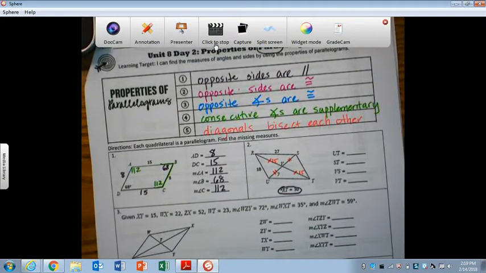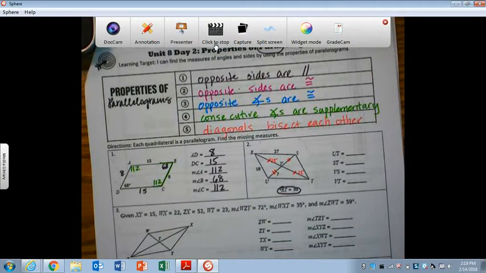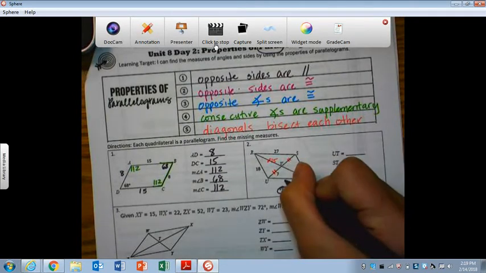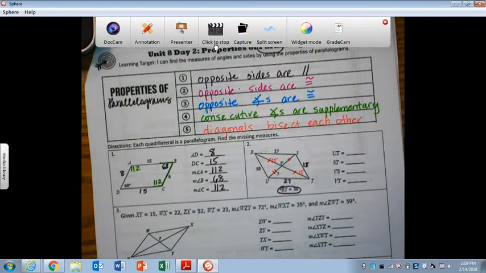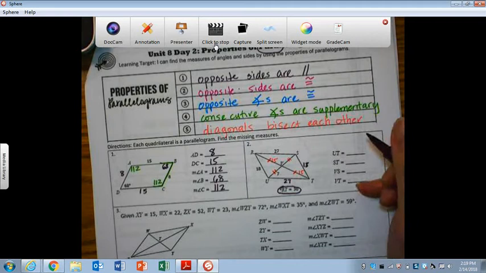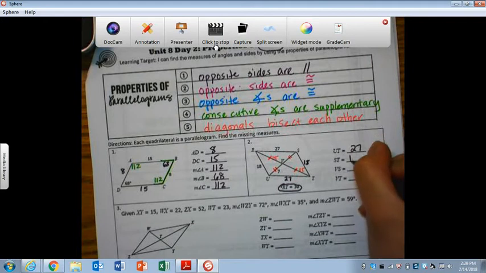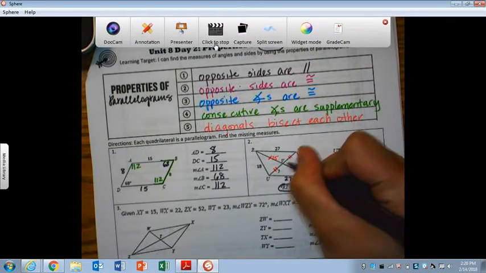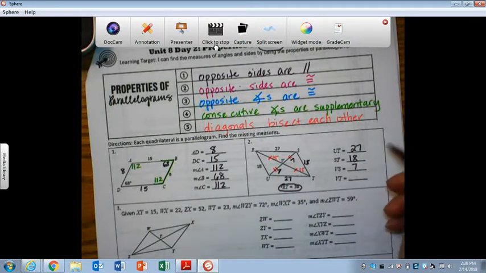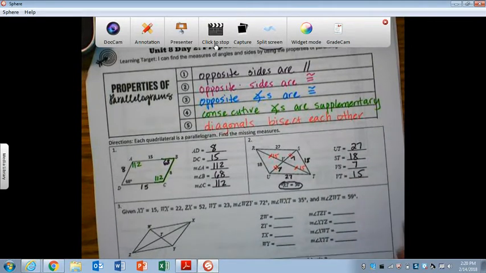I'm going to zoom in a little bit. And then what else do we have? This is obviously going to be 27, this is 18. Alright, so we've got UT is 27, that was easy, ST is 18, VS is 7, sorry, and then VT is 15.